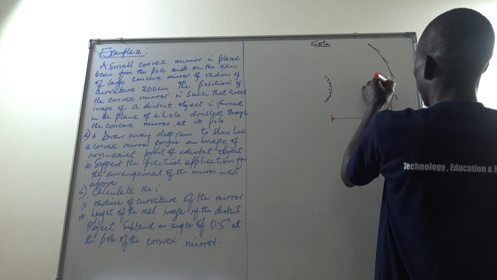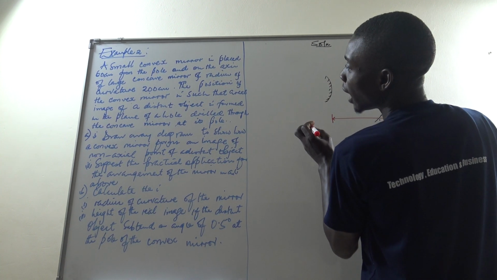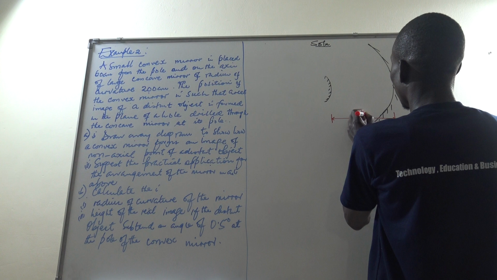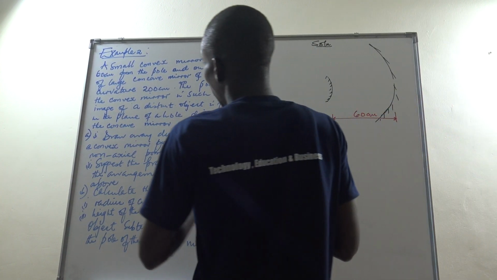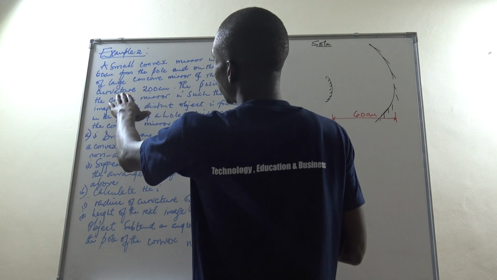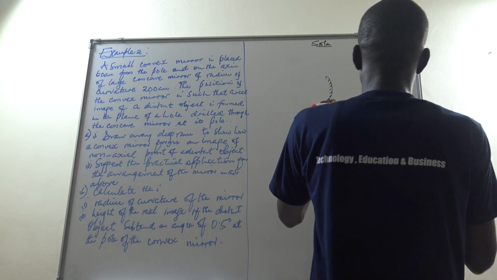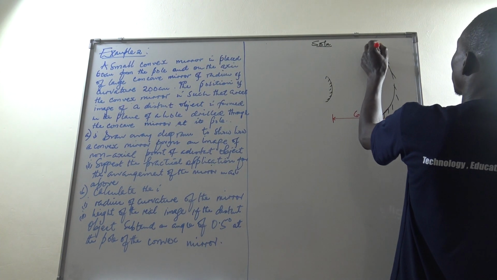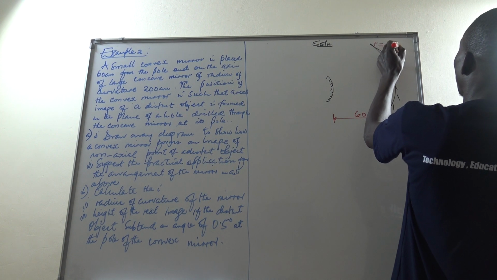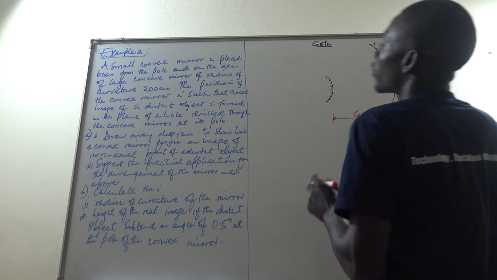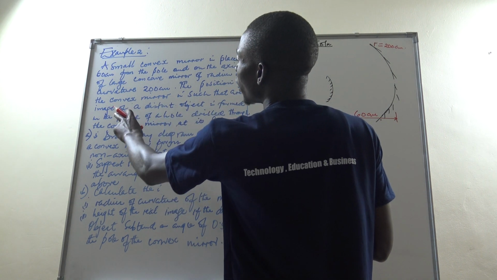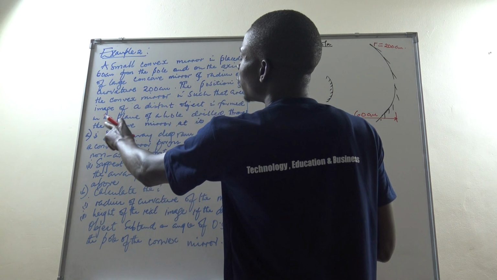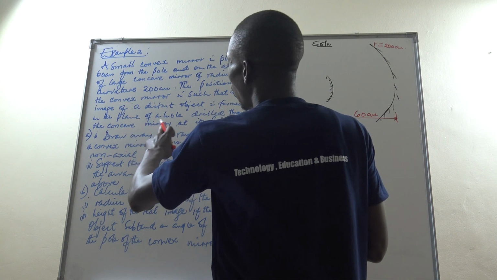We measure distance right away from the pole, and that is equivalent to 60 centimeters. Okay? And then they're saying that the radius of curvature is 200 centimeters of this concave mirror here. The position of the convex mirror is such that a real image of a distant object is formed in the plane of the hole drilled through the concave.